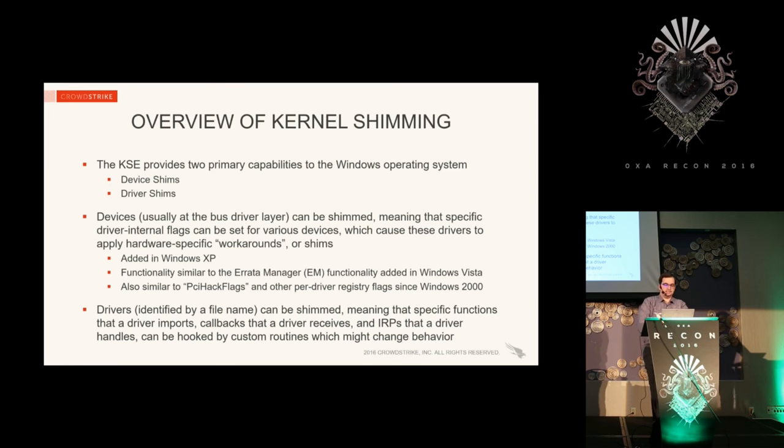Device shims are basically ways to apply flags or specific policies to certain devices, identified by their hardware ID. So you have some particular kind of USB device or some particular kind of PCI device. And different bus drivers, like the PCI bus driver, the USB bus driver, and also class drivers, are going to be checking what flags are active for those devices.